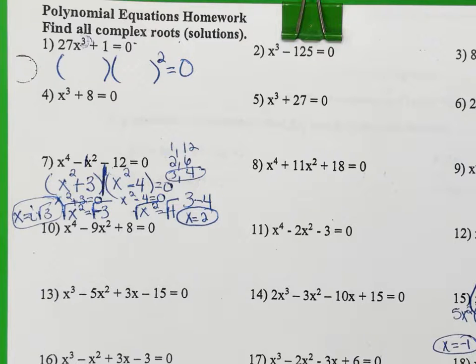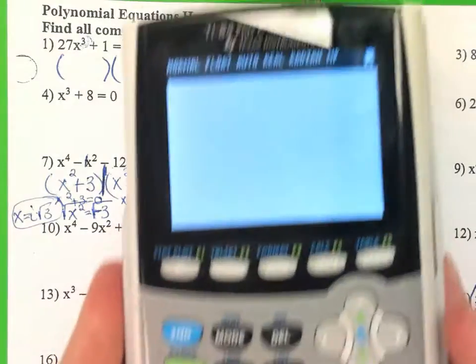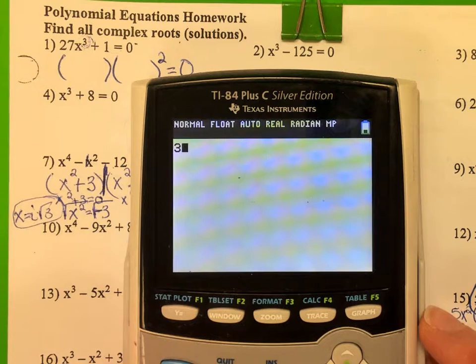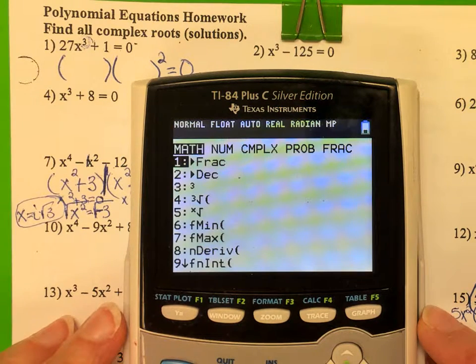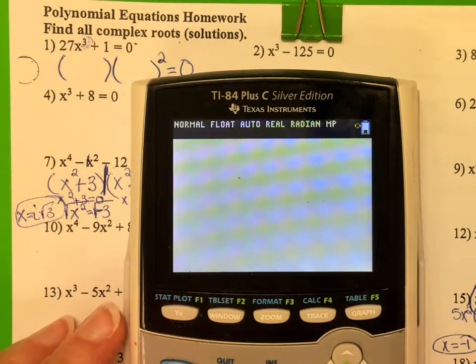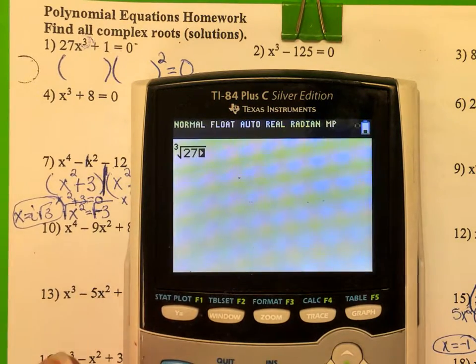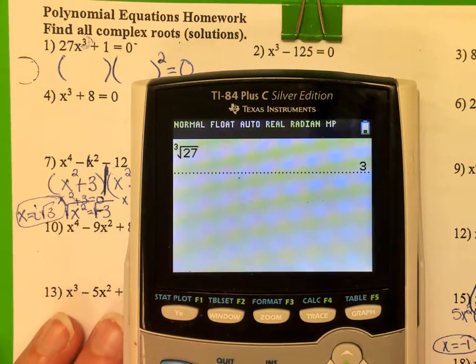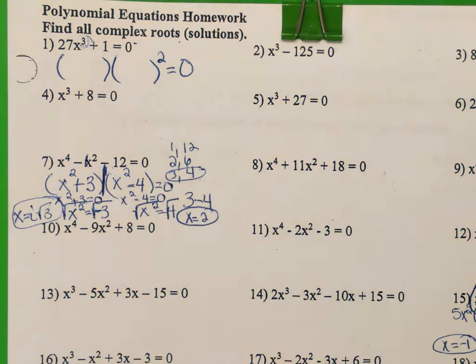How did I find the cube root of 27? Before you did that, what'd you have to hit first? You had to hit the 3 first. Hit the 3 first, then hit the math button. Then where'd we go? We go to 4. We go to 5, right? And then 27. What's the cube root of 27? All right, so 3 times 3 times 3 is 27.